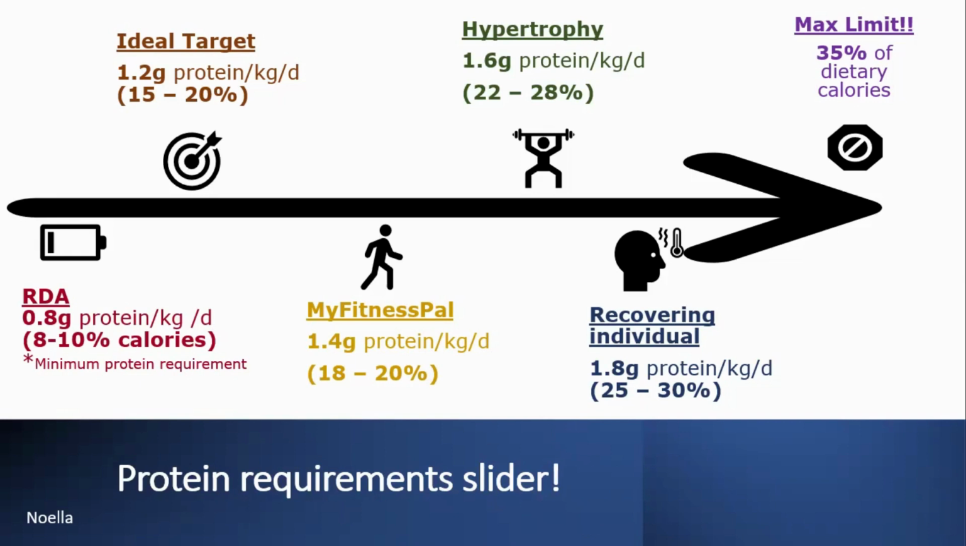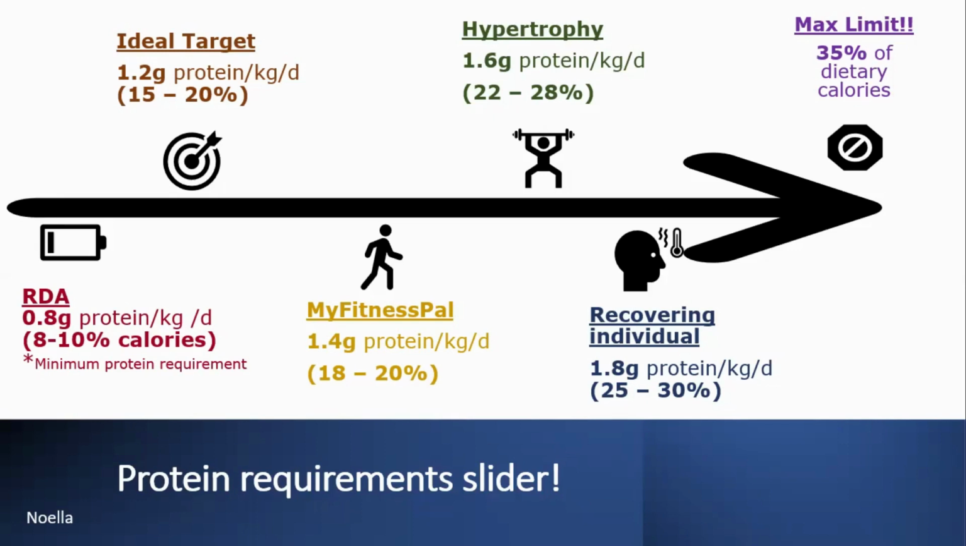And then we have hypertrophy. We'll get into details about hypertrophy in the coming slides. But the protein requirements for hypertrophy are usually double the RDA suggested requirements. So that makes it about 1.6 gram of protein per kilogram body weight per day, which amounts to about 22 to 28% of the daily caloric intake.